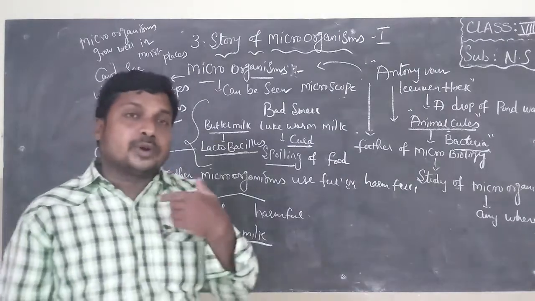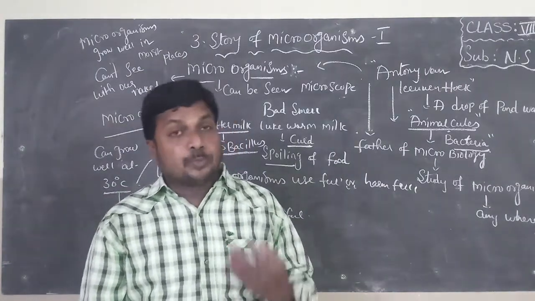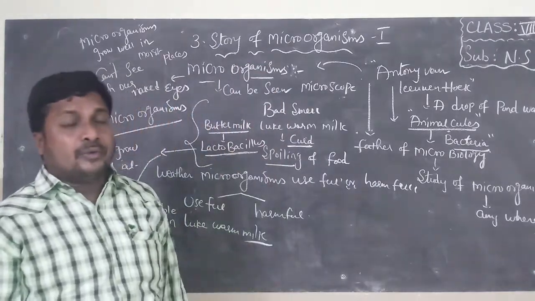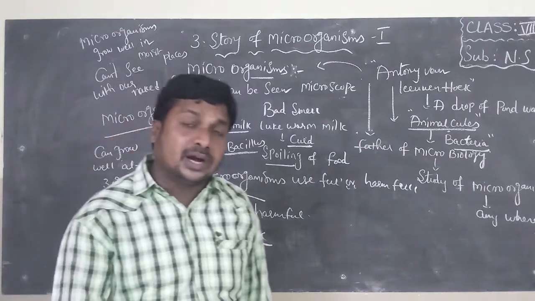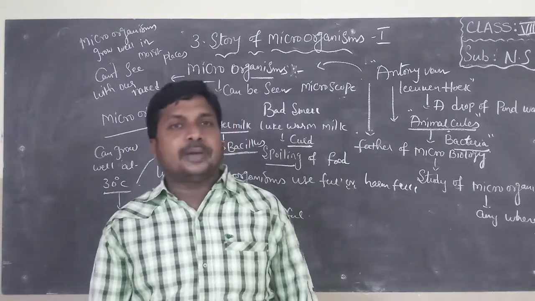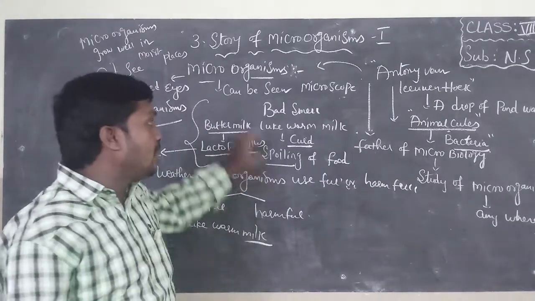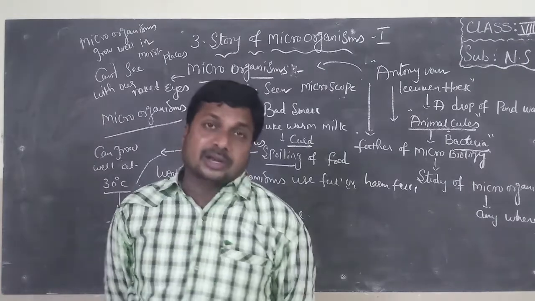Bad smell comes from our mouth due to the action of bacteria. Food will be spoiled when water content increases, that is also due to bacteria. We get so many diseases, that is also due to bacteria. We also prepare curd, that is also due to bacteria. So many actions take place with the help of microorganisms. So this is the introduction about microorganisms, children.